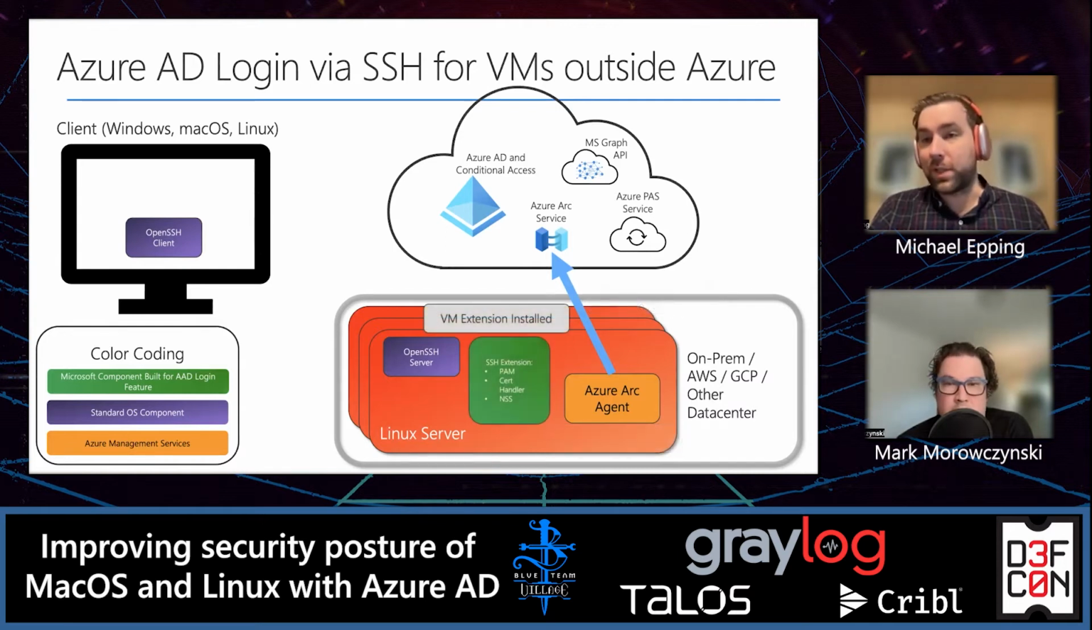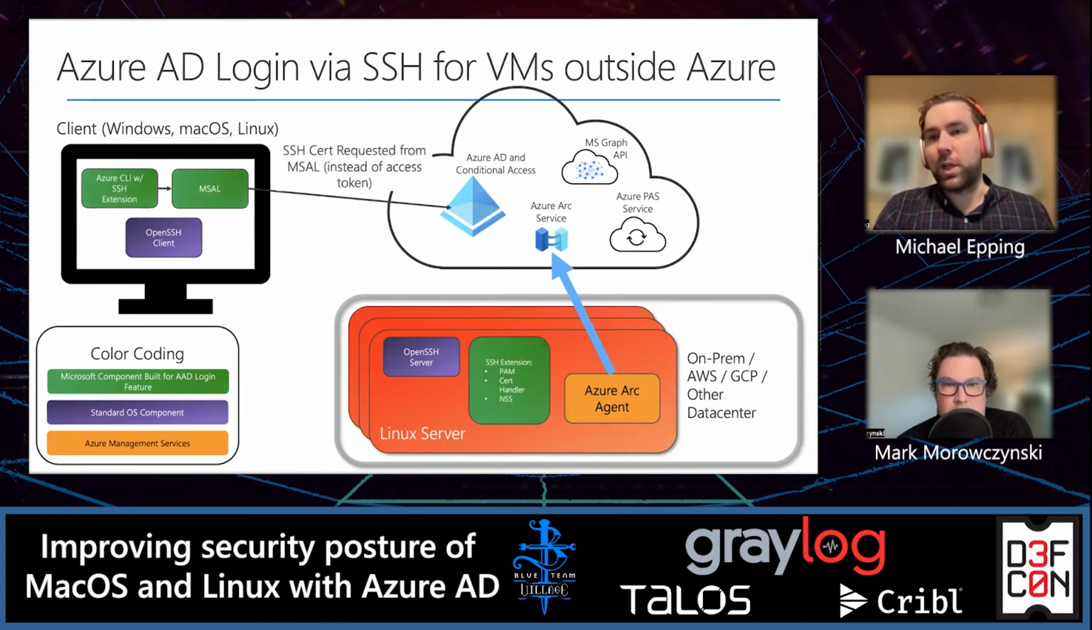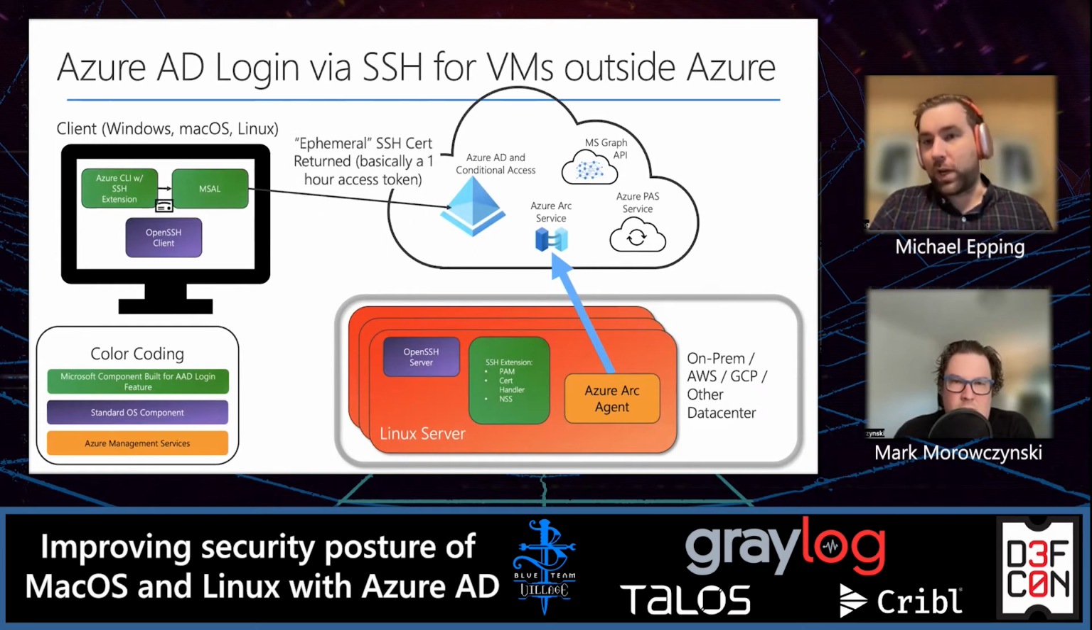We install our server extension just like before. We install our client extension just like before. And then my user tries to initiate a connection. And just like before, they run the exact same command, and MSAL tries to go get a certificate. Conditional access policies apply. We can check for all of the things that we want, like compliant device, MFA, etc. Next, we get our ephemeral SSH certificate back.